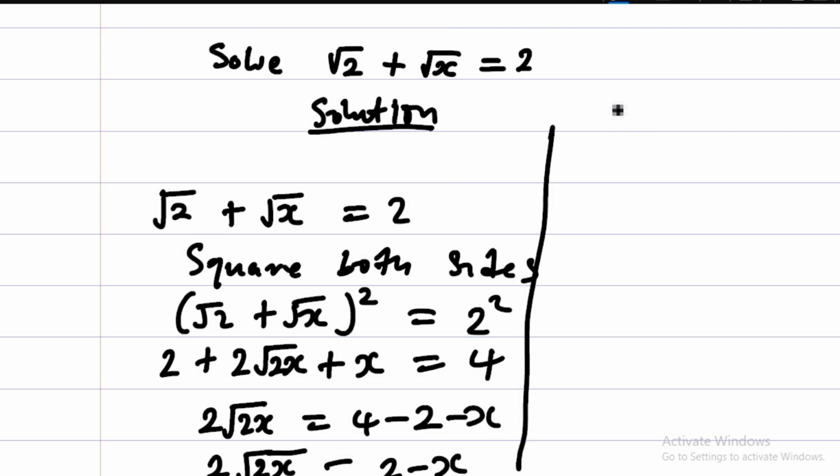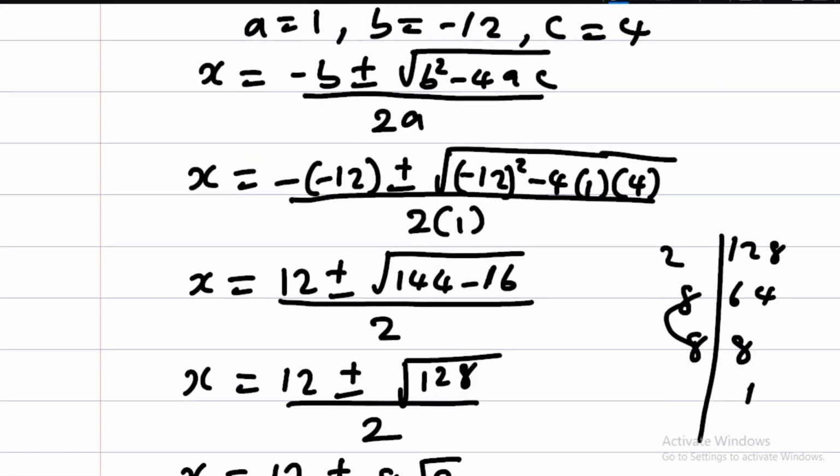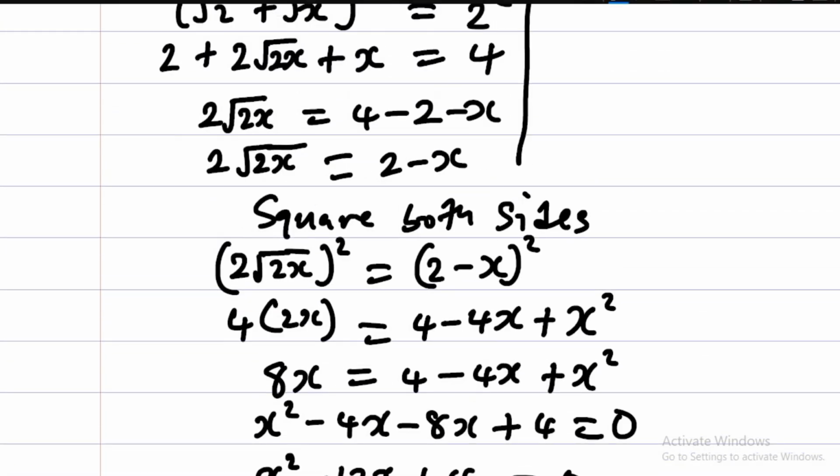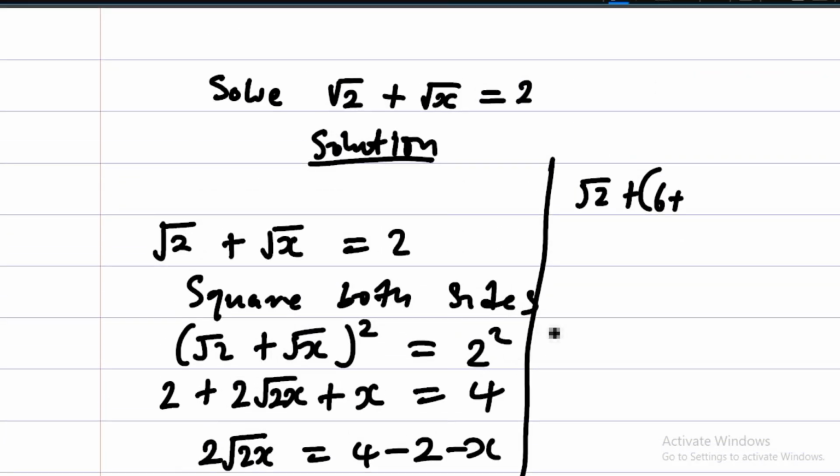Let me draw this. I have root 2 plus, now for x we got x to be, I think, 6 plus 4 root 2, right? Yeah, 6 plus 4 root 2. Let's see if it will give us 2. Okay, so we have that this is root 2 plus, this one is even covered with square root.